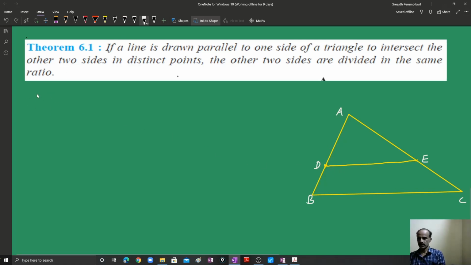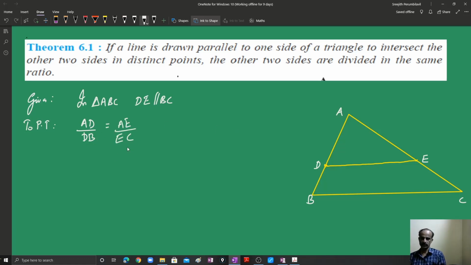So I will write the given part. What is given? In triangle ABC, DE is parallel to BC. To prove that, what is to be proved? If DE is parallel to BC, it divides the other two sides in the same ratio. AD divided by DB is equal to AE by EC. This is what we have to prove.